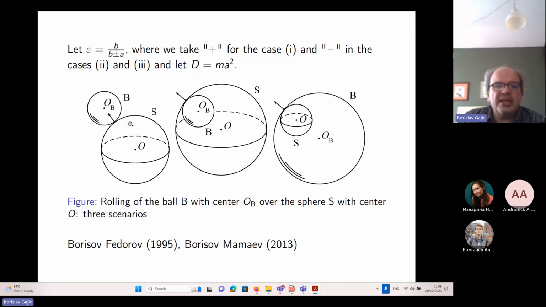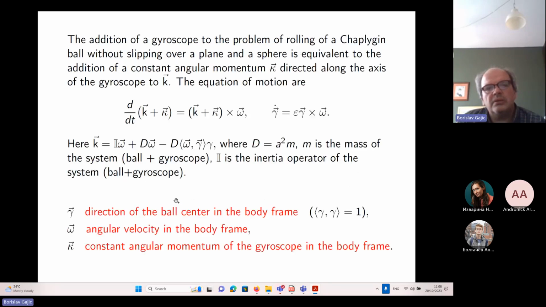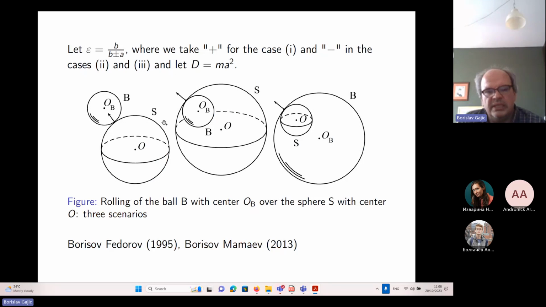When epsilon is equal to 1, the radius b of the sphere goes to infinity. When b goes to infinity, one gets the rolling of a ball over the plane. So the rolling over the plane without the gyroscope is the system considered by Chaplygin. He proved its integrability, but with the gyroscope, it was proved by Markeyev recently.